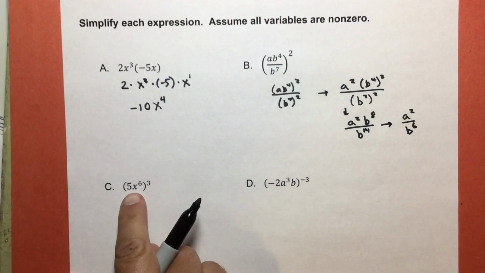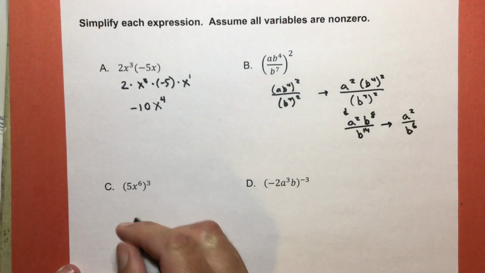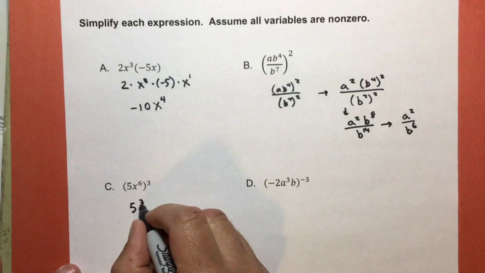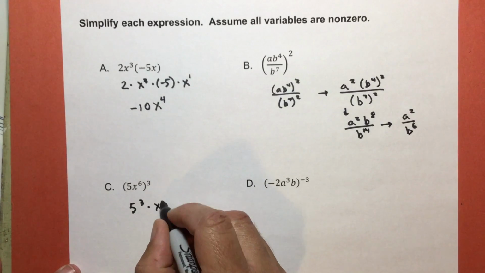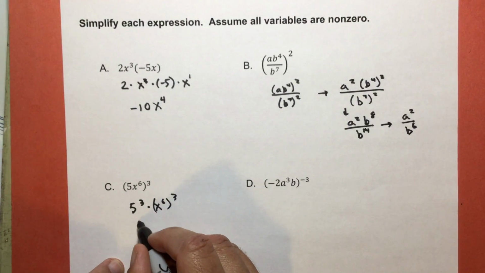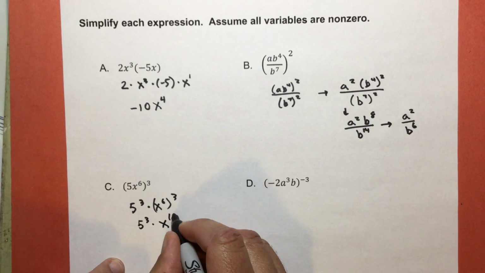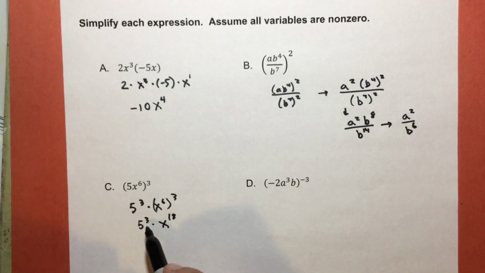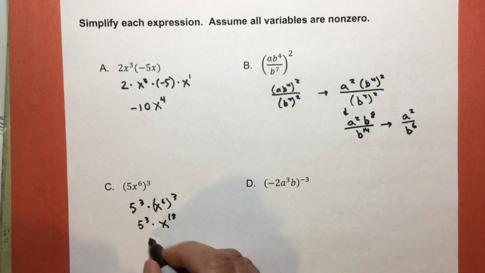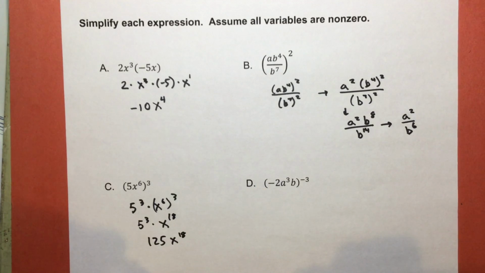Okay. All right, so I've got the product property. So I get 5 to the 3rd power times x to the 6th to the 3rd power. That exponent got shared with both the 5 and the x to the 6. 5 to the 3rd power times 6 times 3 is 18, x to the 18th power. And I can probably go ahead and do 5 to the 3rd power. That's 125, x to the 18th power.